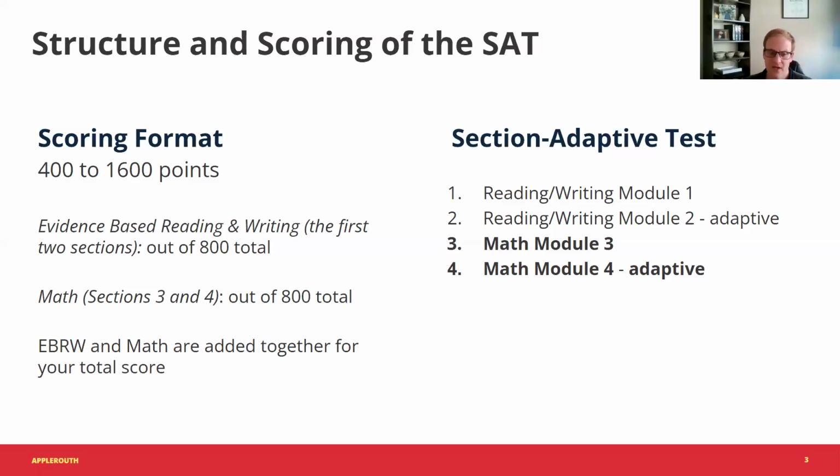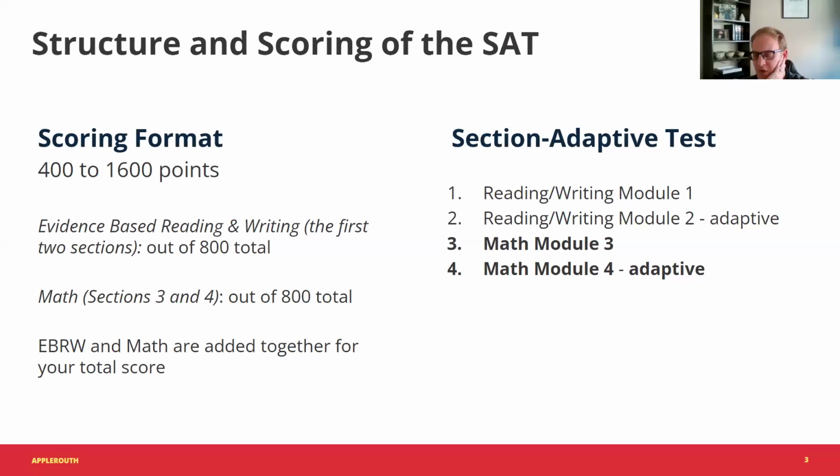Those get added together, and that's your total score, right? So if you get a 700 on verbal and a 500 on math, your SAT score is a 1200. You get 200 points on verbal and math just for showing up. So 400 is the lowest score one can get.